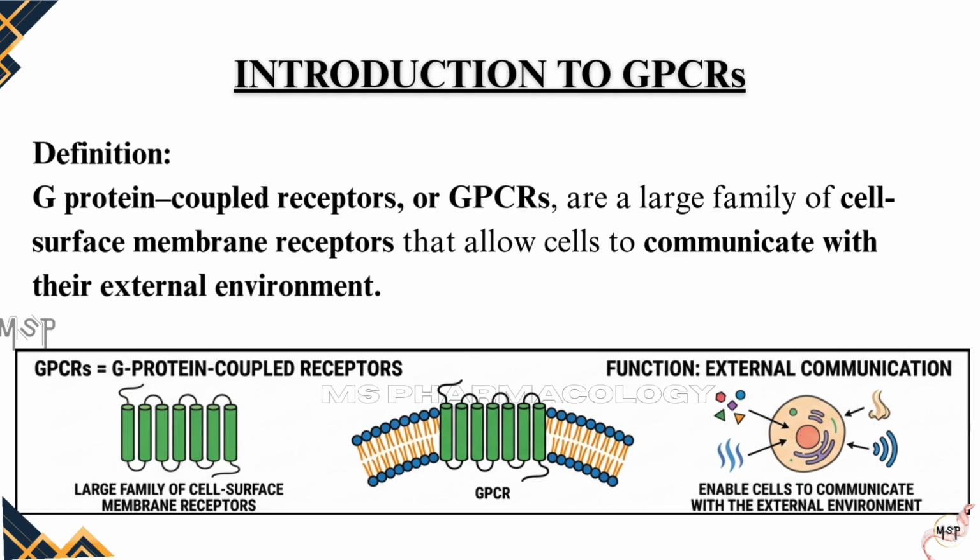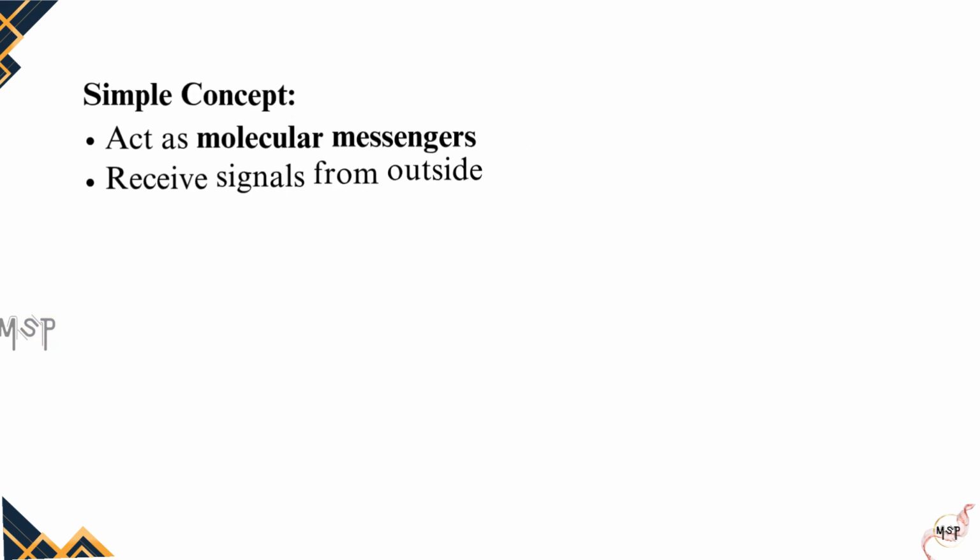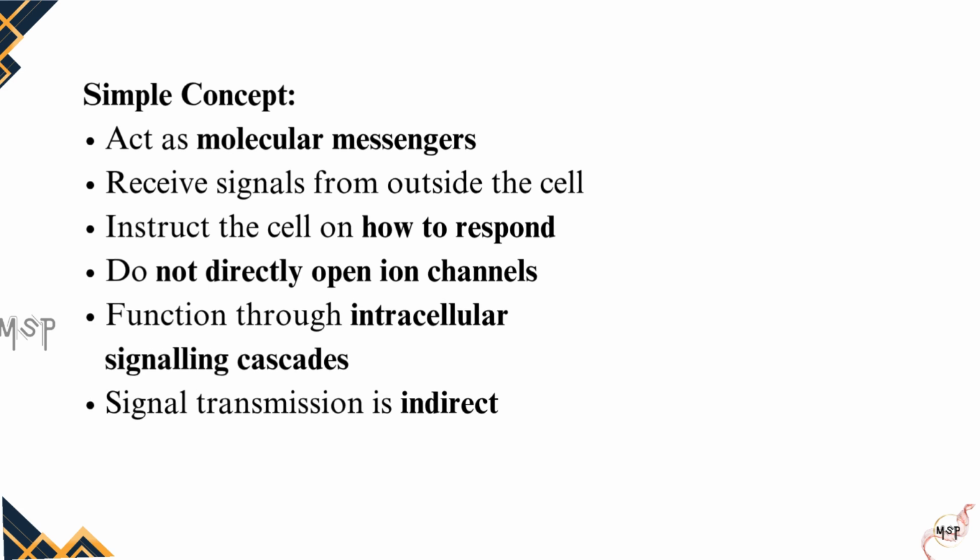G-protein coupled receptors, or GPCRs, are a large family of cell surface membrane receptors that allow cells to communicate with their external environment. These receptors detect chemical signals outside the cell and convert them into intracellular responses through specialized signaling proteins called G-proteins, also known as guanine nucleotide binding proteins. In simple words, GPCRs act like molecular messengers. They receive signals from outside the cell and instruct the inside of the cell how to respond.